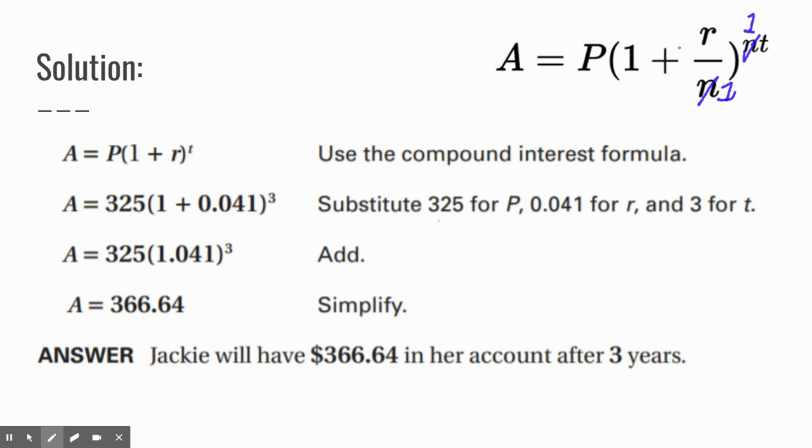You're substituting in 325 for your principal, 0.041 for your rate, and 3 for your T. You're plugging it all into a calculator. I just did it all at once. This simplified, but you don't have to add it. You just plug it all in one shot, and you will get $366.64.